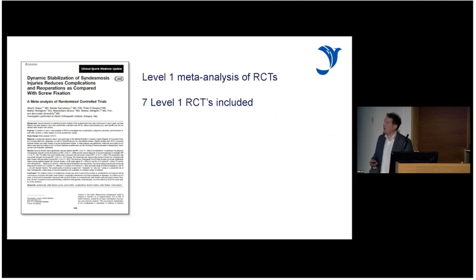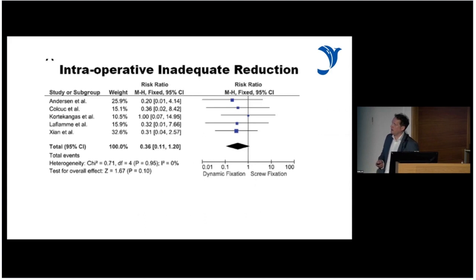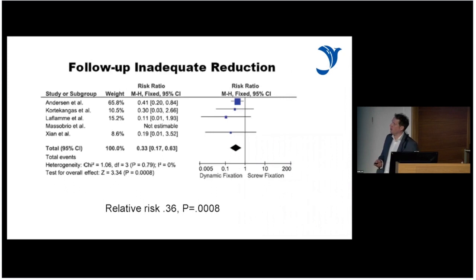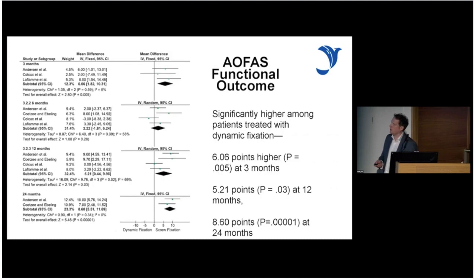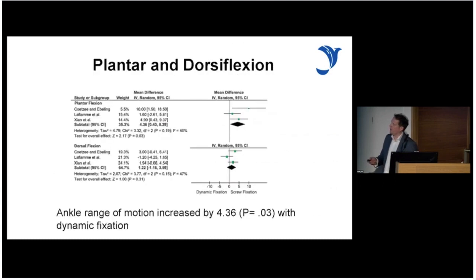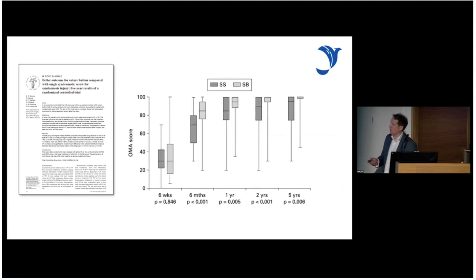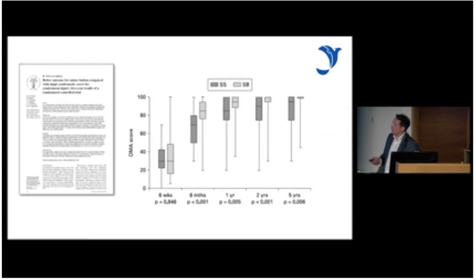Hardware choice: there is a level 1 meta-analysis of RCTs on simple ankle fractures, and between a tightrope and a screw, it does favour tightrope throughout, for functional scores and clinically relevant complications. Also, this one in BJJ this year showed that syndesmotic stability was better with the dynamic fixation, the tightrope, compared to using the screw.